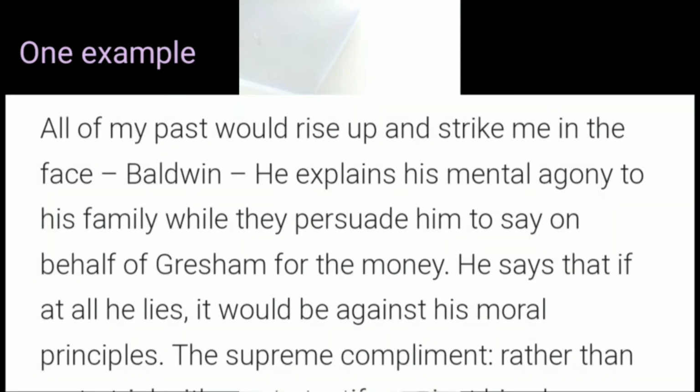"All of my past would rise up and strike me in the face." Baldwin's words. Then he explains his mental agony to his family while they persuade him to say something on behalf of Gresham for the money. He says that if at all he lies, it would be against his moral principles.